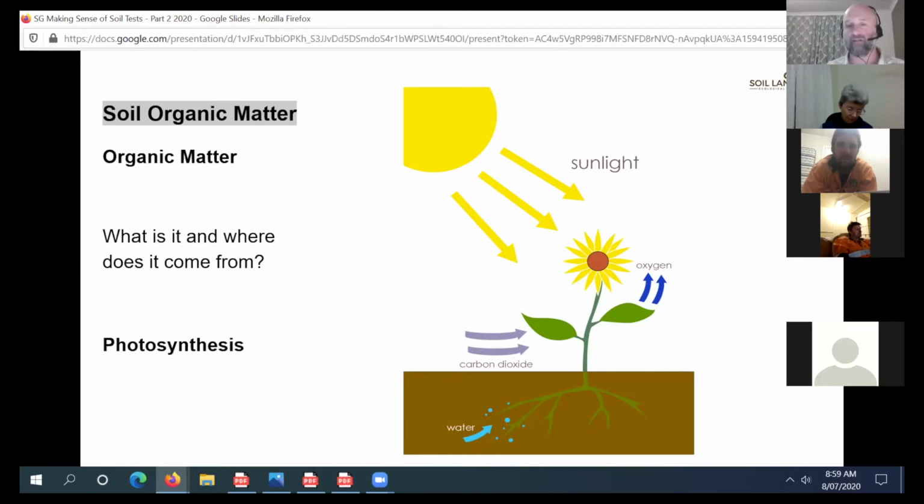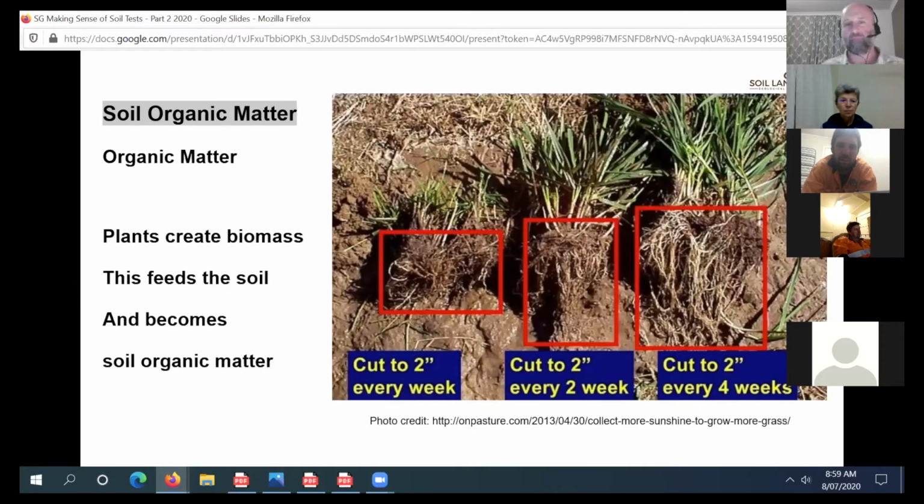Well, what it's actually doing is taking in carbon dioxide from the air, taking the carbon out of the air, and it's energized by the sun, and from its roots it's taking in water and nutrients. So I've missed the nutrients part of that diagram, but it takes up nutrients and water from the ground and fixes carbon from the air, and that's the process of photosynthesis. And when plants photosynthesize, they create biomass.